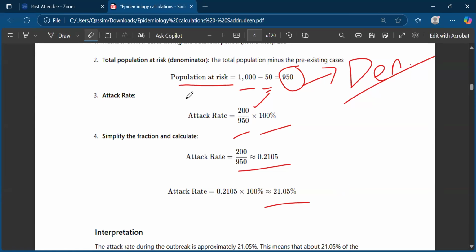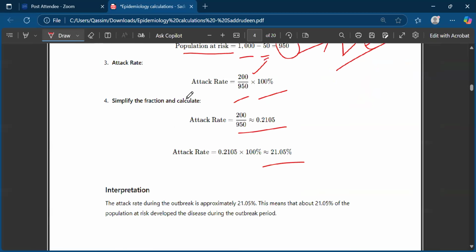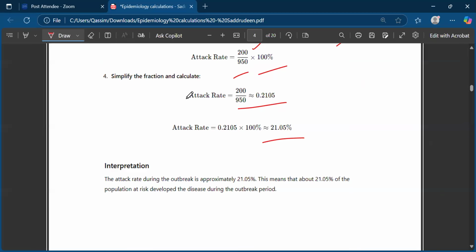So remember, attack rate, let it not confuse you. It is just similar to the cumulative incidence. It's just that it is used in outbreak investigations, but the formula still remains the same. So if you're told to interpret, you say the attack rate during the outbreak period is approximately 21.05%, and this means about 21.05% of the population at risk develop the disease during the outbreak period.